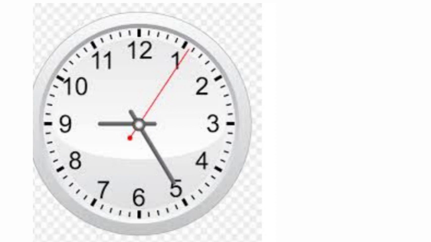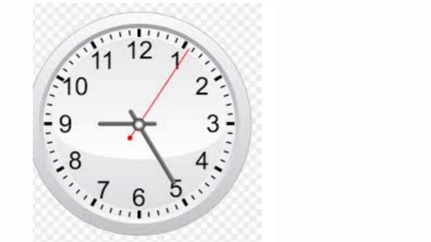So from 12 to 1, there are 5 marks. From 1 to 2, there are 5 marks. So between any two numbers, you will get 5 marks. It gives us the conclusion that between any two numbers, we have 5 minutes.